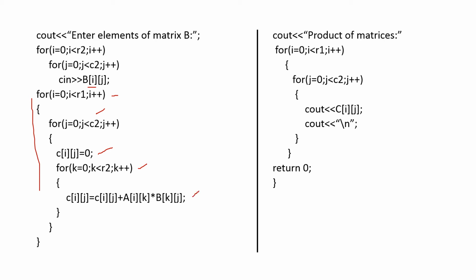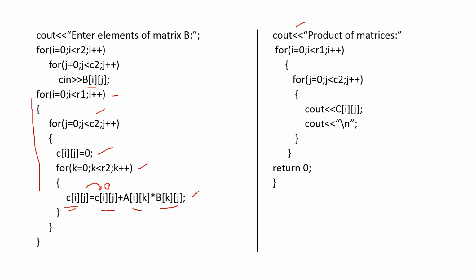This is the statement which does multiplication: C of ij is equal to C of ij plus A of ik into B of kj. Basically, the value of C of ij is initially 0, and after that, the resultant value of C of ij will be substituted for further calculations. Now, after doing this, you will get the value of the output, and then you have to display that.